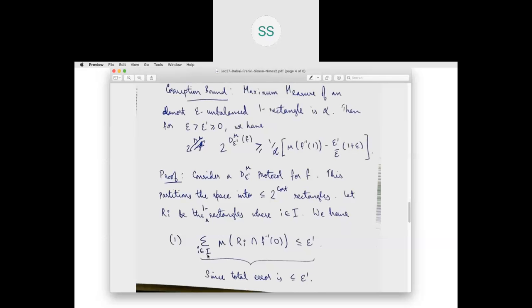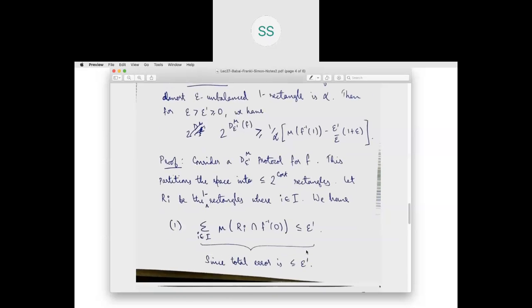We know that the total error allowed by the distributional protocol is at most epsilon. This contains both zeros being reported as 1 and 1s being reported as zeros. But here we are just estimating the zeros being counted as 1. So altogether, the measure of all the errors is at most epsilon prime. Even if you restrict to zeros being reported as 1, that's also at most epsilon prime. So even this measure of zeros in the 1 rectangles total is also at most epsilon prime.